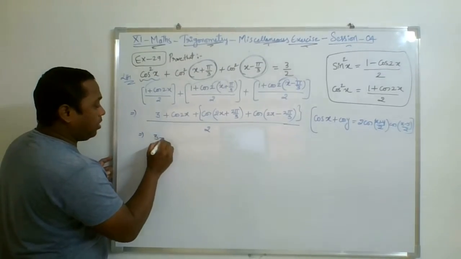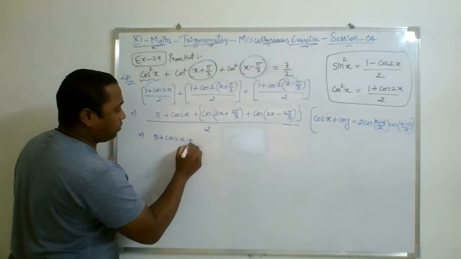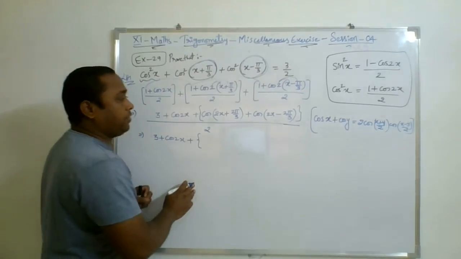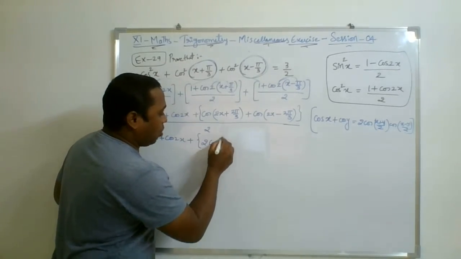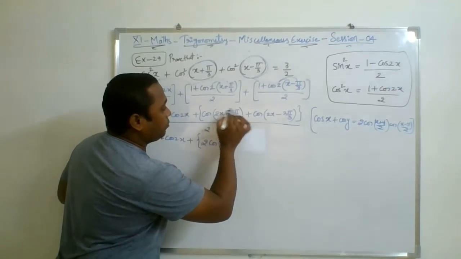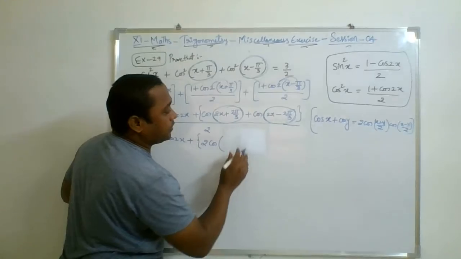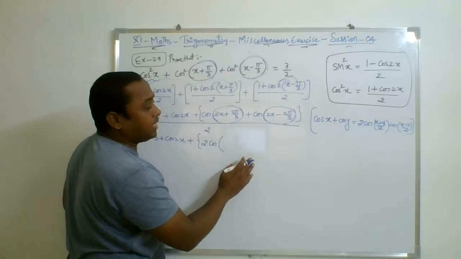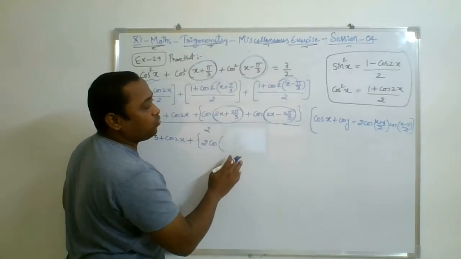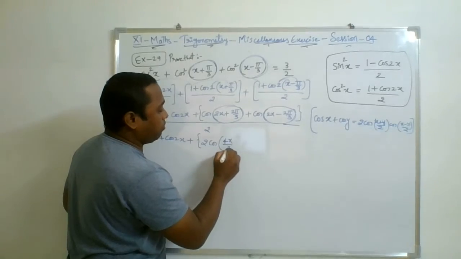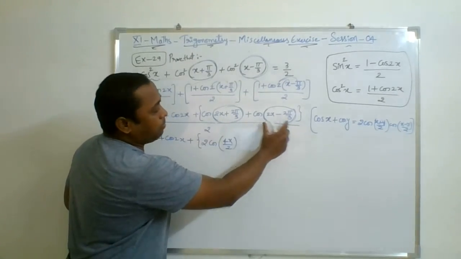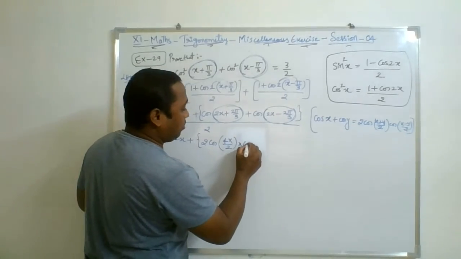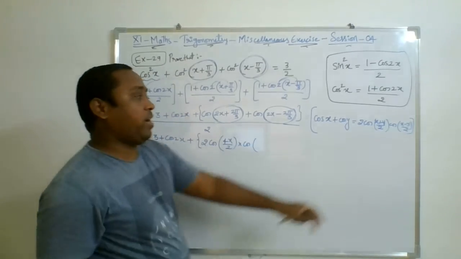So I am writing 3 plus cos 2x plus, I am applying the formula over here. What is left? 2 times cos of the addition of these two values, this plus this. So ultimately when I add, minus 2 pi by 3 plus 2 pi by 3 get cancelled. 2x plus 2x is 4x, that is 4x by 2. x plus y by 2, that is the simplified answer, into cos of (x minus y) by 2.